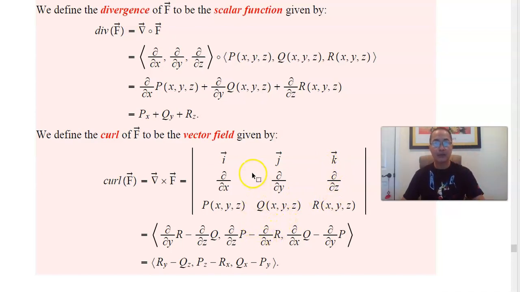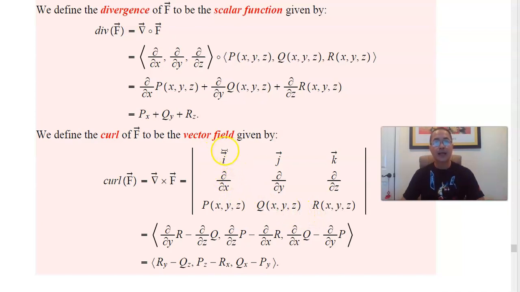So what we're going to do is put i, j, and k on the top row. We're going to put the partial derivative symbols on the second row. And then we're going to put our components in the third row. So remember how to compute the 3 by 3 determinant. Don't worry, of course, we'll do examples.